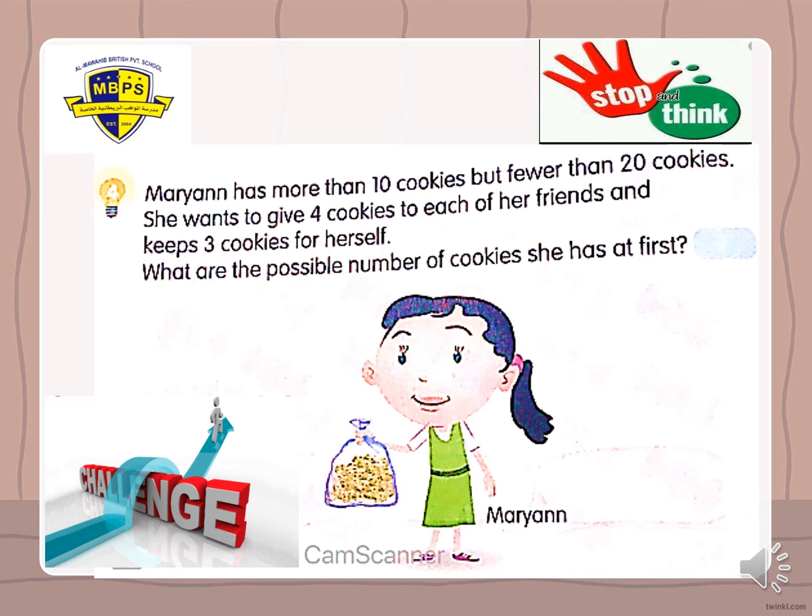We can think together. I will think with you about one possible number and you can think about another one in the same way. But this number must be between 10 and 20, because she has more than 10 but fewer than 20. Try to think about it. She wants to share and give 4 for each of her friends, and she wants to keep 3 for herself. So if we are going to share, we must have a leftover, because she wants to leave some for herself.